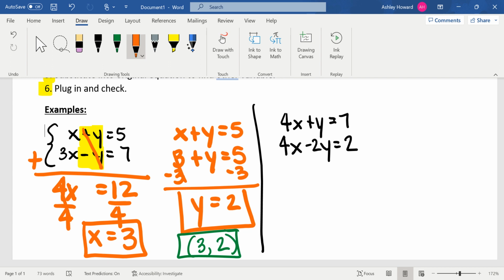So for this one, we're going to do that extra step. Since I have 4 and 4, I'm going to multiply one of my equations by negative 1. That way I can get them to cancel out.